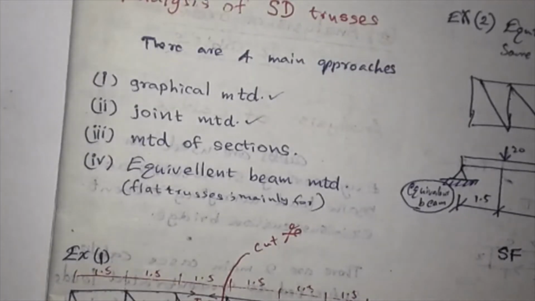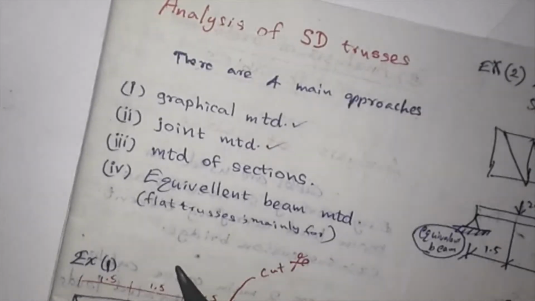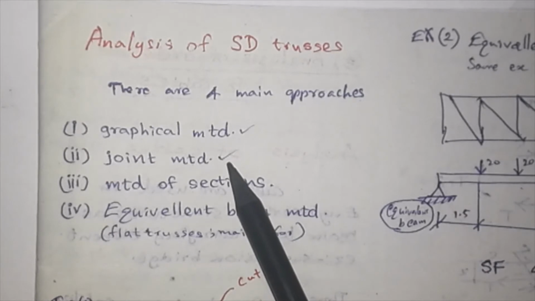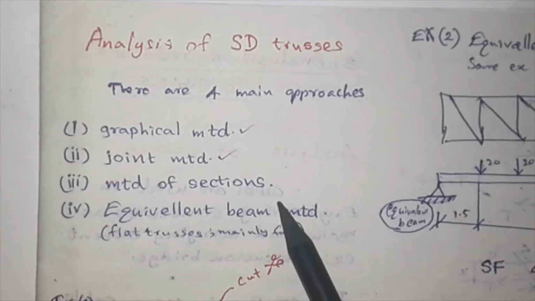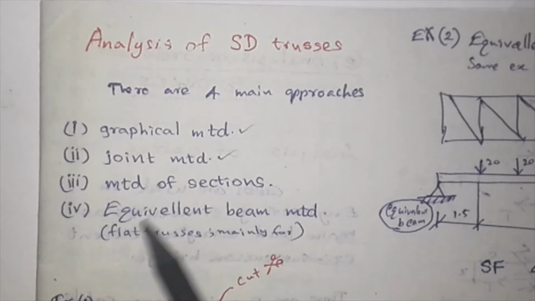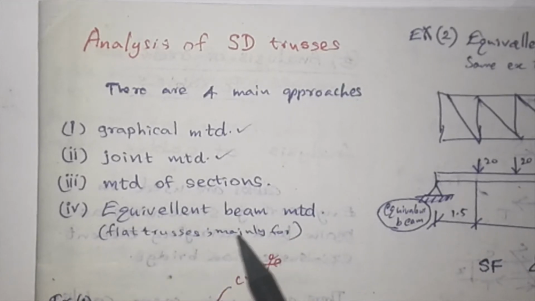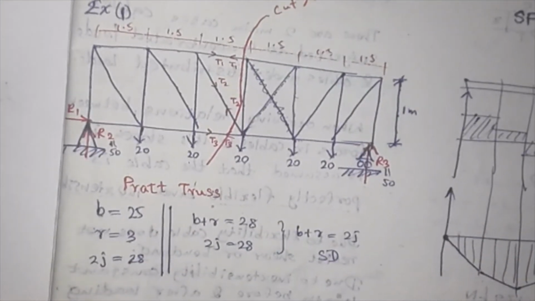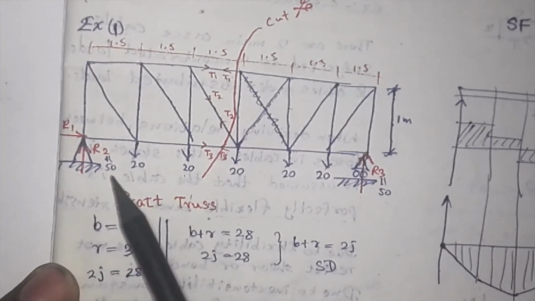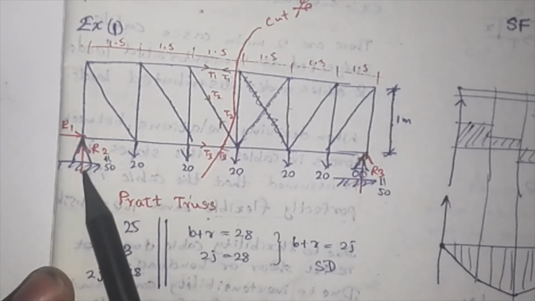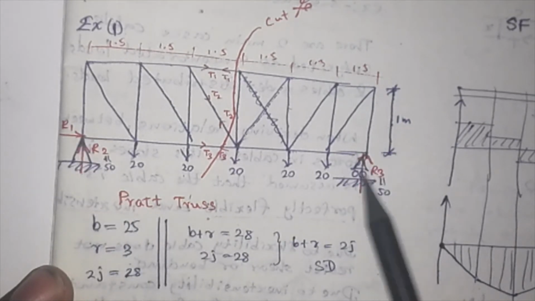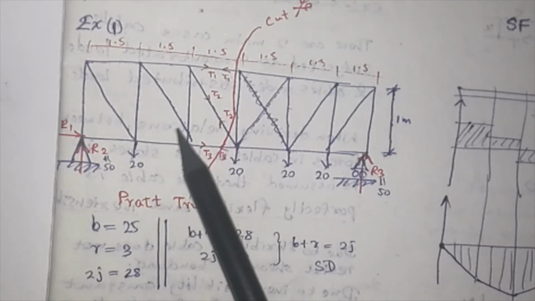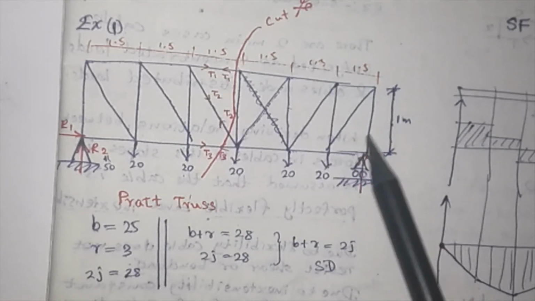So we can discuss 3D truss analysis too. There are 4 main approaches. First is the graphical method, then the joint method, the method of sections, and the equivalent beam method. The equivalent beam method is used mainly for flat trusses. So we have some examples of 3D trusses. This is a kind of huge example. You have 2 supports here with 2 reactions, and 1 reaction here in this roller support. Many weights are hung in these places, and you have this type of members.